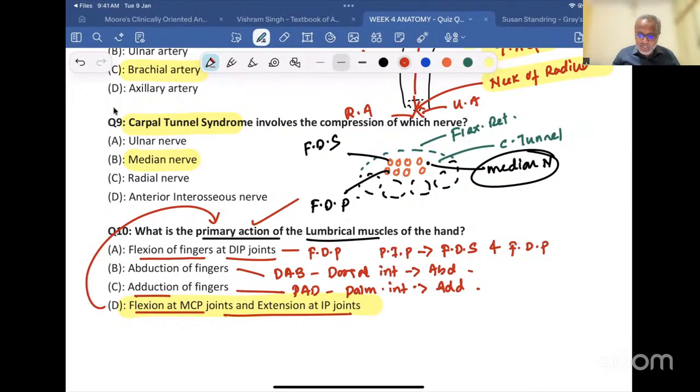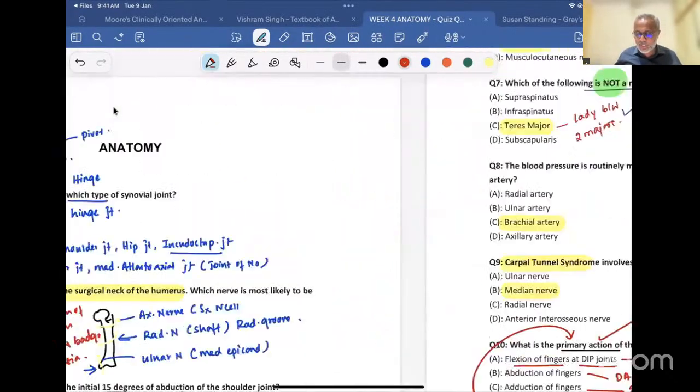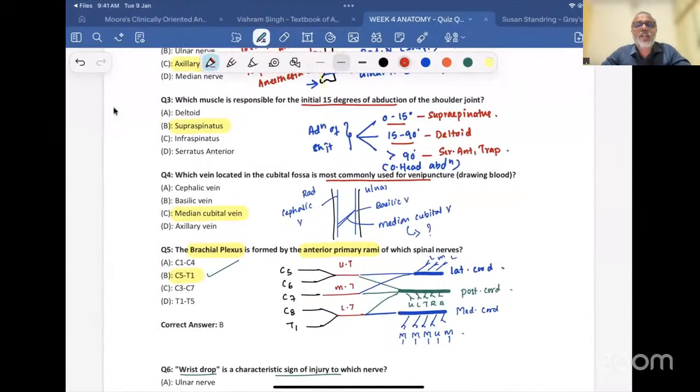Done. So this is a quick revision of the questions that we had asked over this week's anatomy quiz, right?